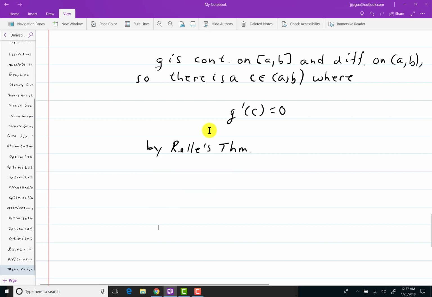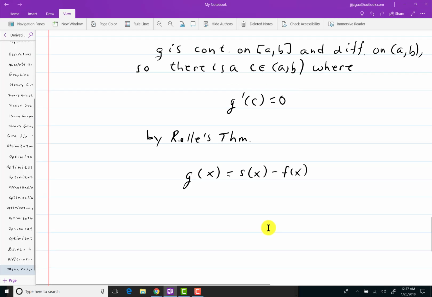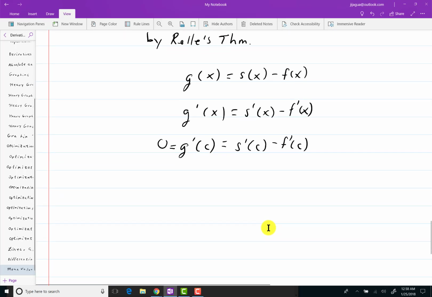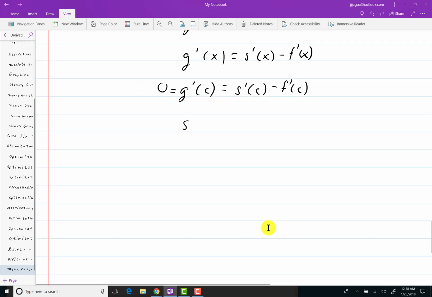Well, if g prime of c equals 0, what do we have then? G of x equals s of x minus f of x. So g prime of x equals s prime of x minus f prime of x. So g prime of c equals s prime of c minus f prime of c. But I was told that equals 0. So I get s prime of c equals f prime of c.